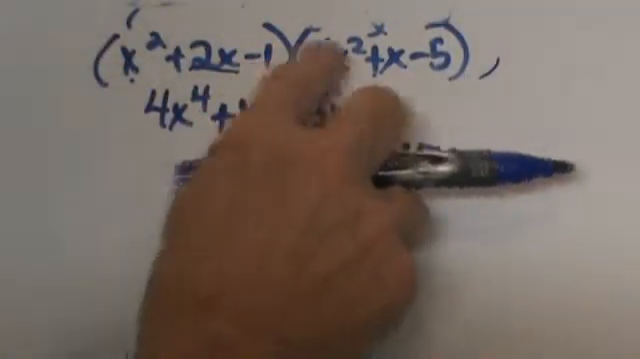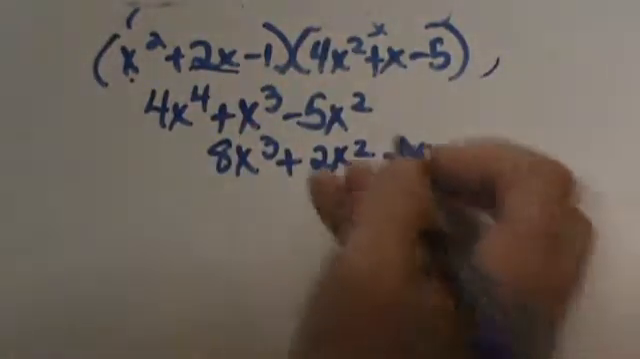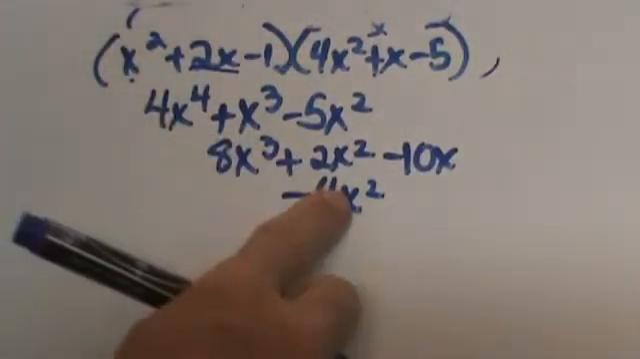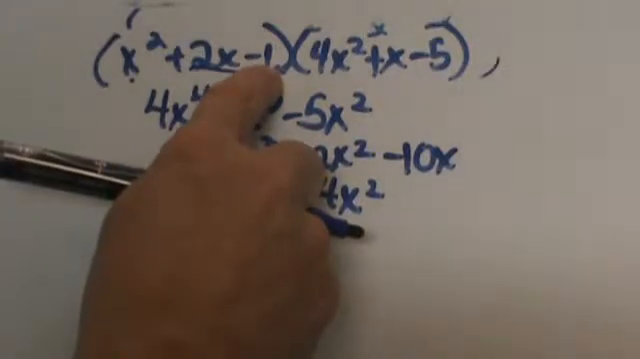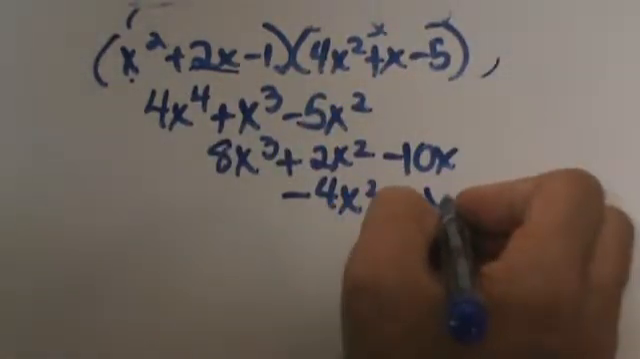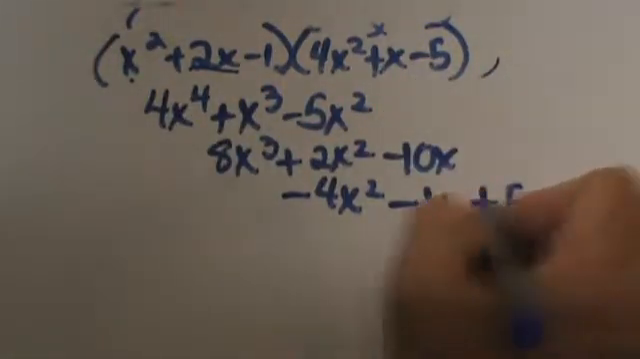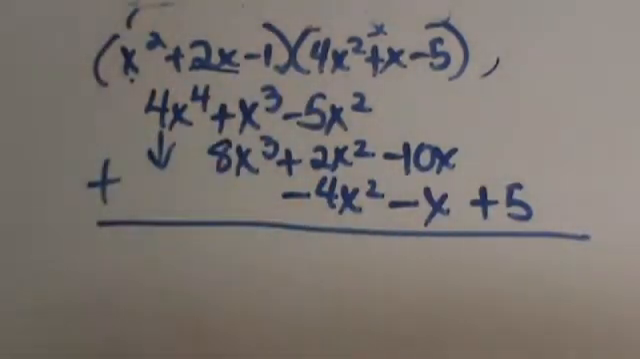Now let's take the negative 1 times each term. Negative 1 times 4x squared is negative 4x squared. Now notice each time I'm dropping one spot down, aren't I, when I line it up. Negative 1 times positive x is negative x. Negative 1 times negative 5 is positive 5. Okay, now I'm going to draw my line and I'm going to add my columns up.